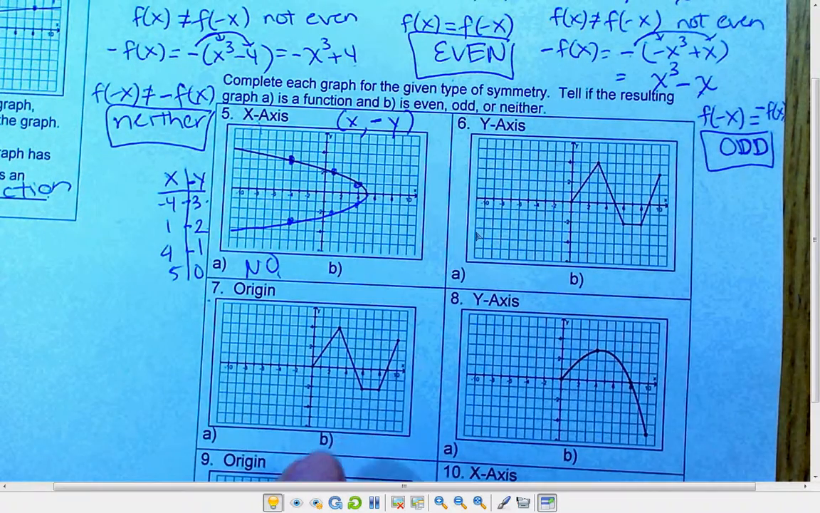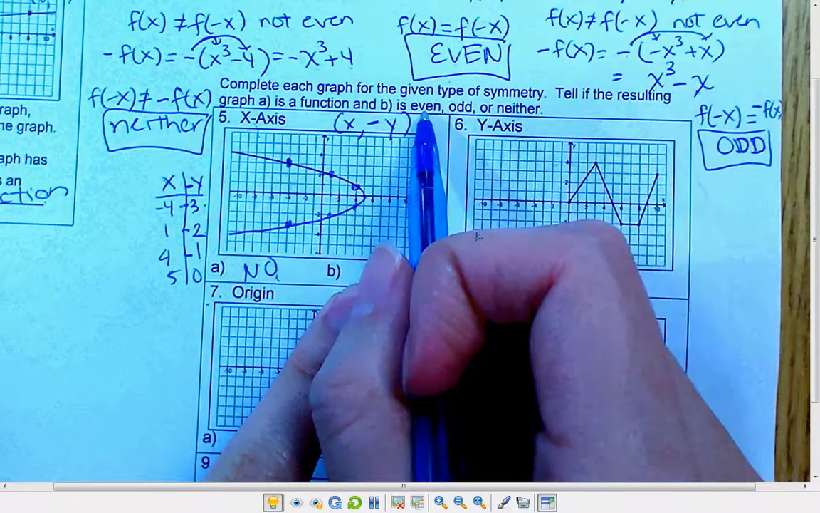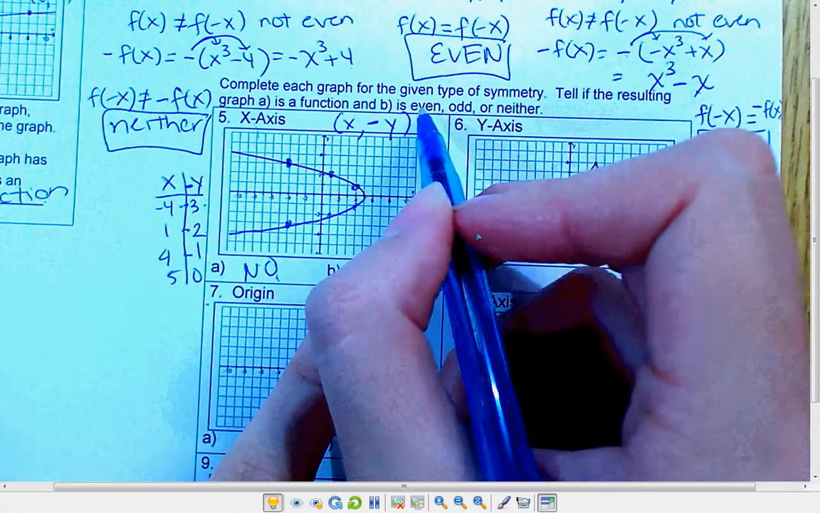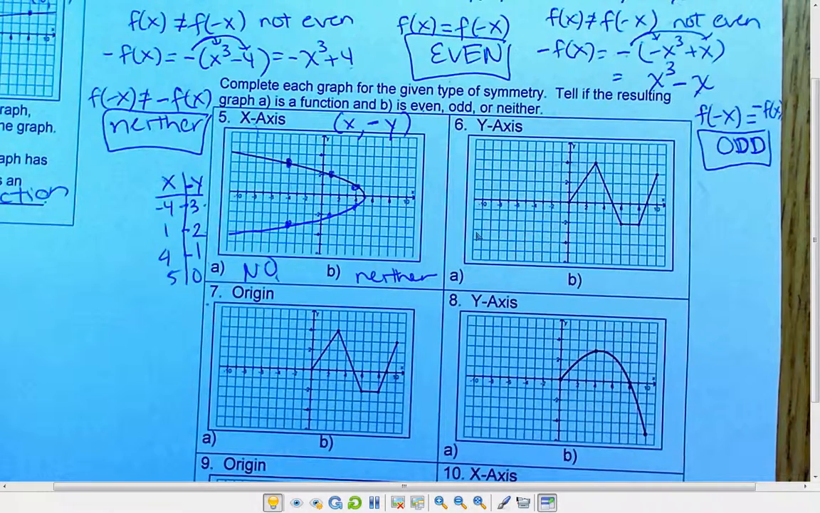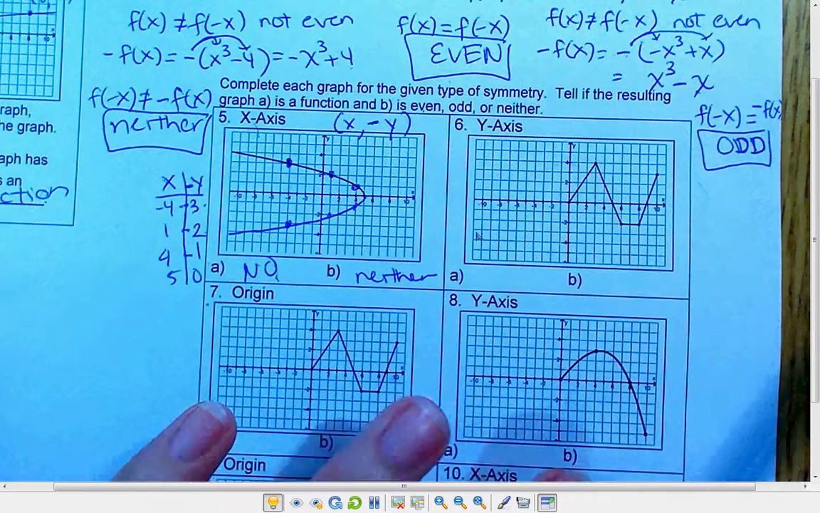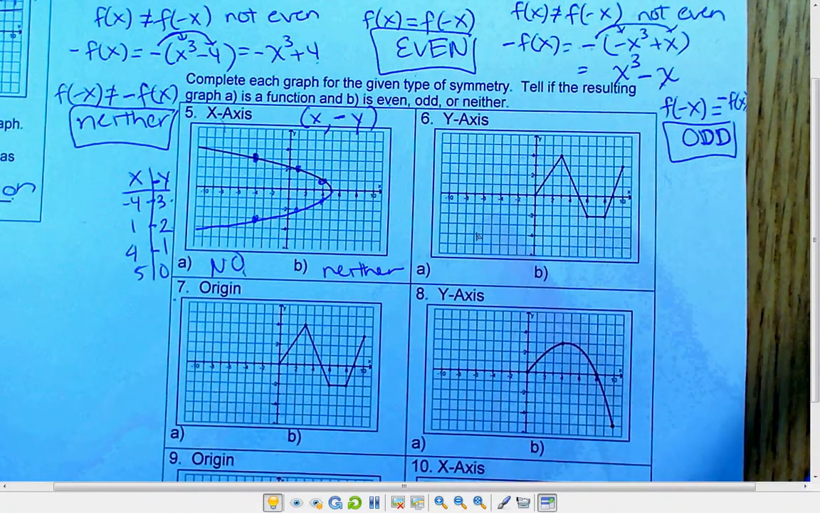If it's not a function, is it even, odd, or neither? It clearly can't be even or odd, so it's neither, because even and odd are all talking about functions. It has to be a function for it to be even or odd. Okay, let's look at 6 now.